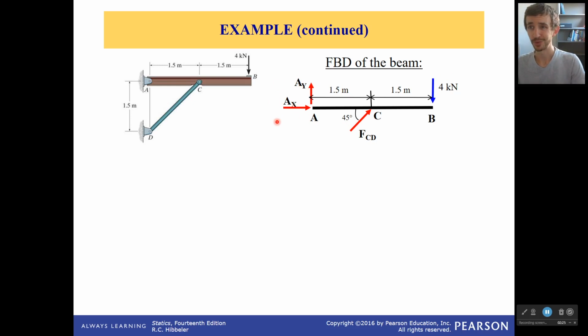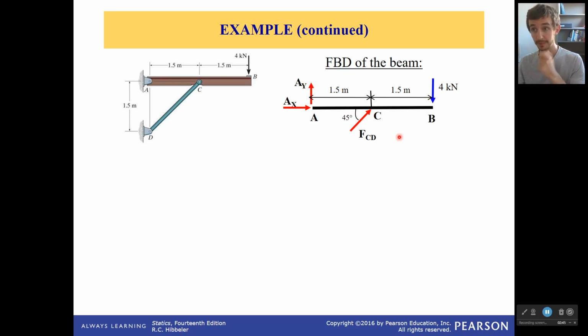The first thing you're asking yourself is, which one should I solve for first? Well, my advice is always this. Start with X and Y and look, are there multiple forces pointing in the X direction? There are. Don't start there. Are there multiple forces pointing in the Y direction? There are. Don't start there.